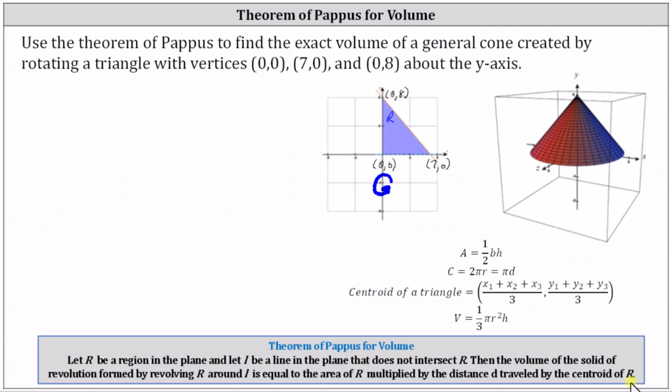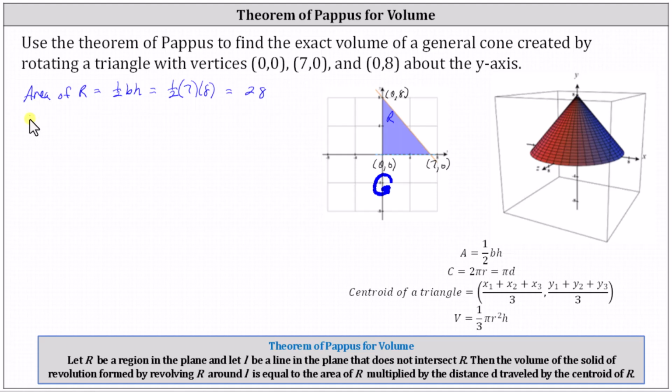To find the volume using the theorem of Pappus, we need to find the area of the triangle, then find the centroid of the triangle, then determine the distance the centroid travels when rotated about the y-axis. This begins by determining the area of the region R, or the area of the right triangle, which is equal to 1/2 base times height, which is 1/2 times the base of 7 times the height of 8. The area of R is 28 square units.